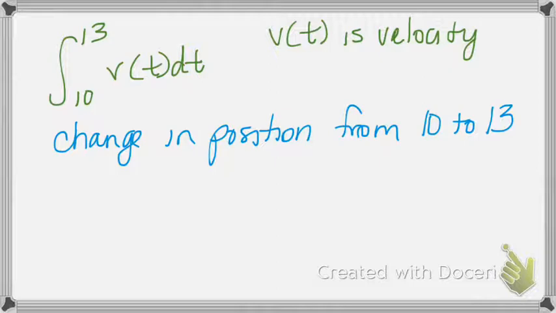And if v of t is velocity, and you're trying to figure out what this is, you're just thinking, okay, when I take the derivative of this, velocity is what I get. What is it that when I take its derivative, I get velocity? We know that if we take the derivative of position, we get velocity. So this represents the change in position.